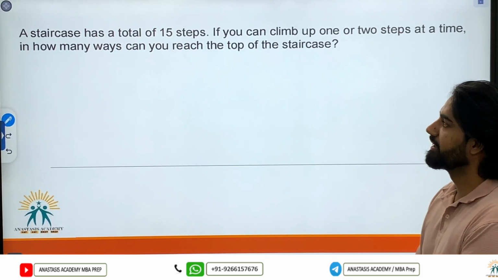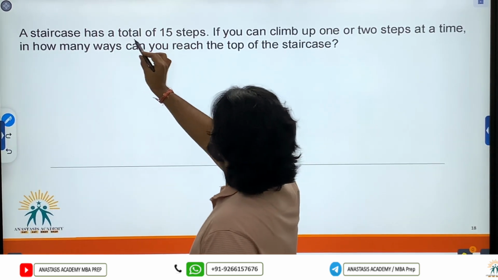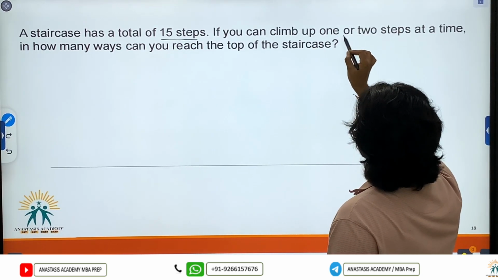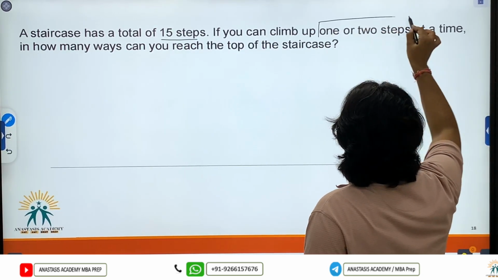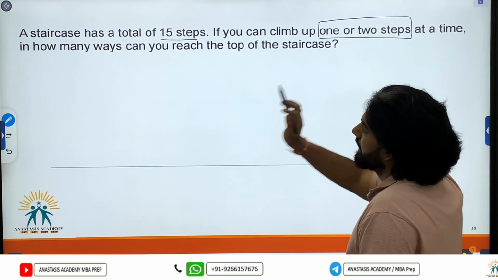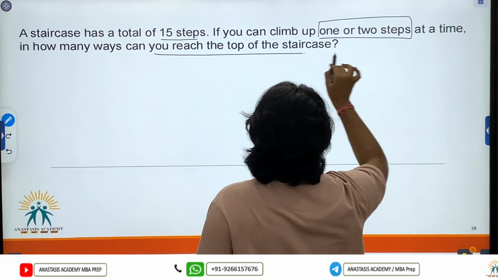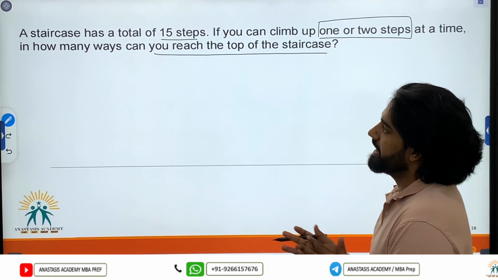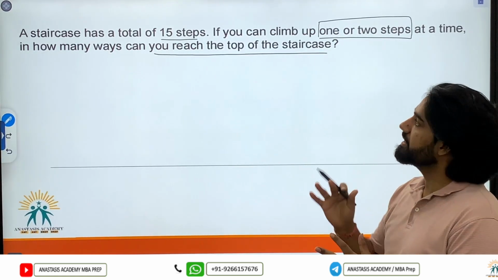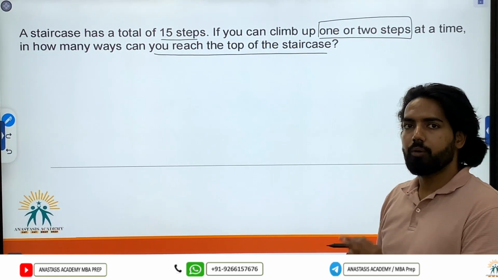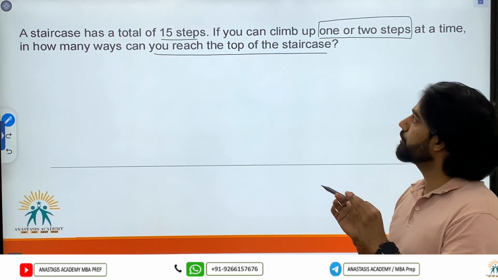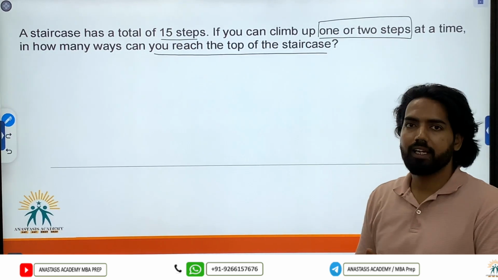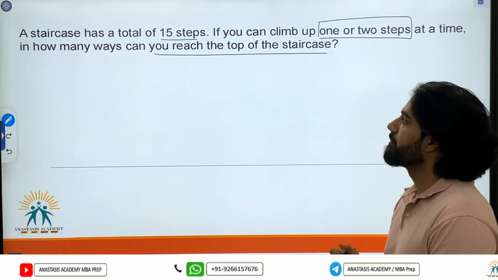This question: a staircase has a total of 15 steps. If you can climb up 1 or 2 steps at a time, in how many ways can you reach the top of the staircase, right? So there is this staircase which has 15 steps, but you can climb only 1 or 2 steps at a time. So in how many ways can you reach the top of the staircase, right?